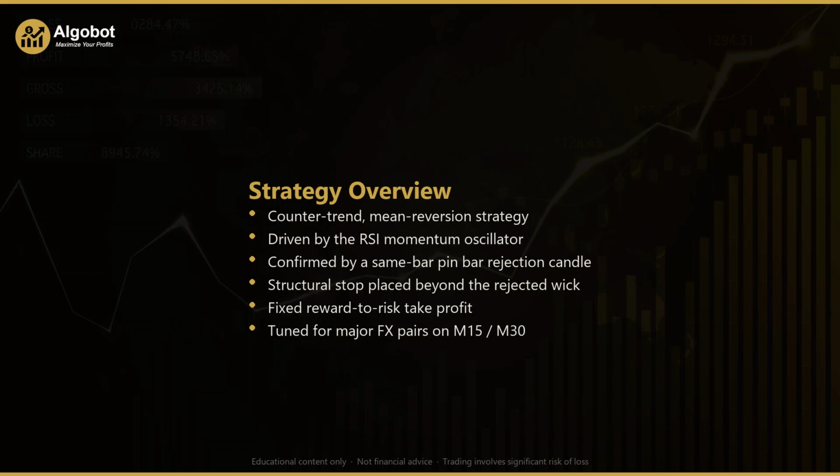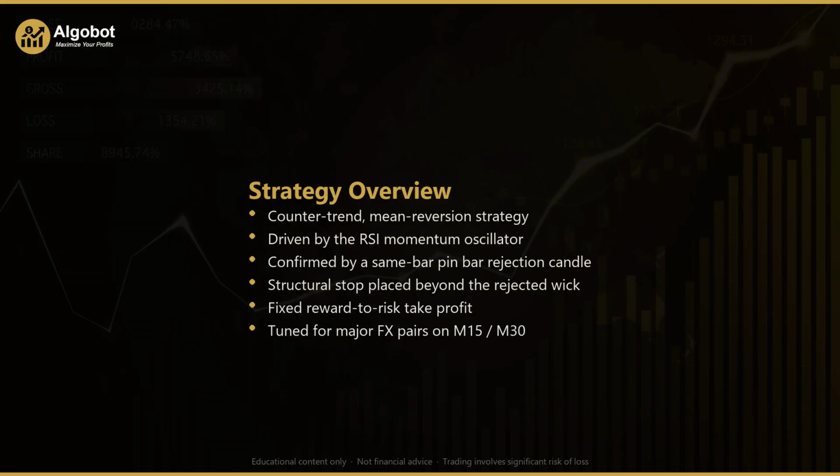The first ingredient is the Relative Strength Index, or RSI. RSI is a momentum oscillator that moves between 0 and 100. When it sinks toward the lower end, it suggests sellers have been doing most of the work and the down move may be running low on fuel. When it climbs toward the upper end, it suggests buyers have been stretched instead.